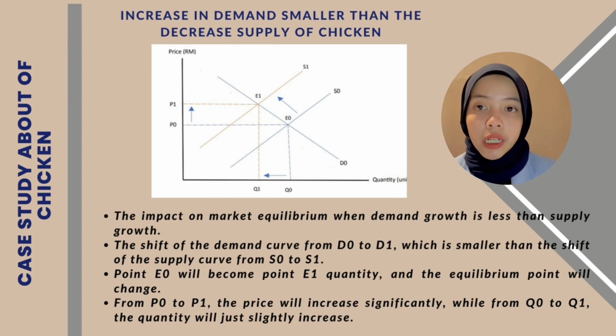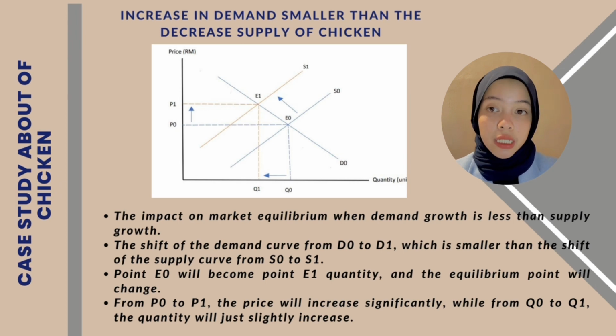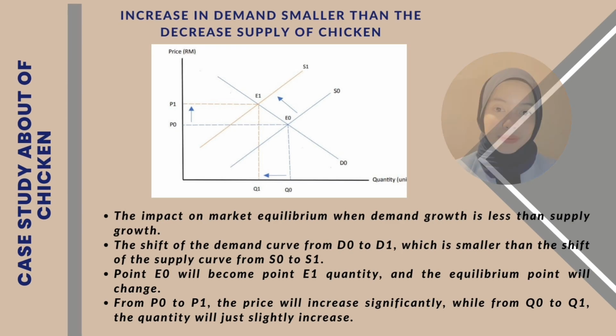Point E0 will become point E1 and the equilibrium point will change. As a result, from P0 to P1, the price will increase significantly, while from Q0 to Q1, the quantity will just slightly increase. In conclusion, a change in supply will lead to a minor rise in the equilibrium quantity and a significant increase in the equilibrium price if the increase in demand is less than the change in supply.